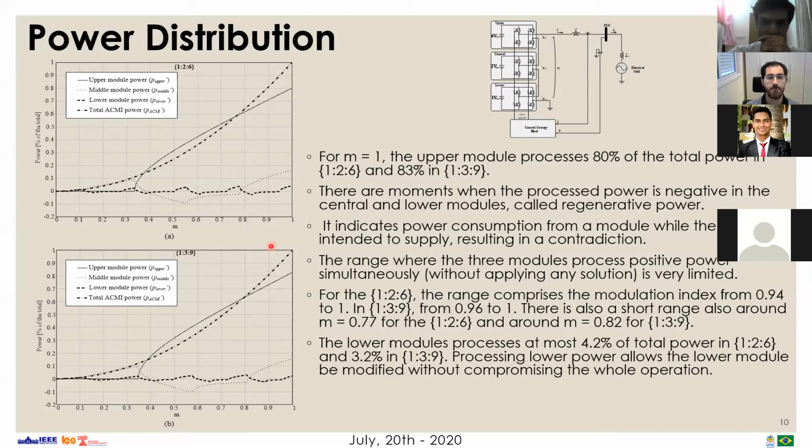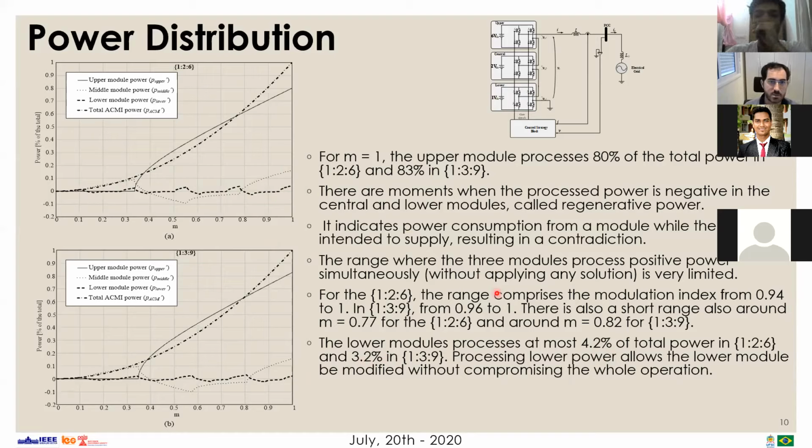We need to avoid the operation of the multilevel inverter in this region because one module will consume power instead of injecting. Another interesting observation is that the lower module, described by this curve here, processes at most 4.2% of the total power. So this lower module, as it has the lower voltage, will process only 4% of the total power. And in 1:3:9, this is quite low, 3.2%. And why is this important?